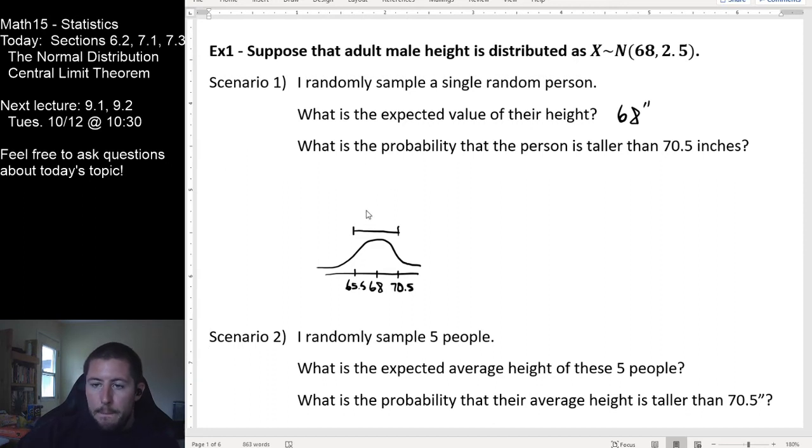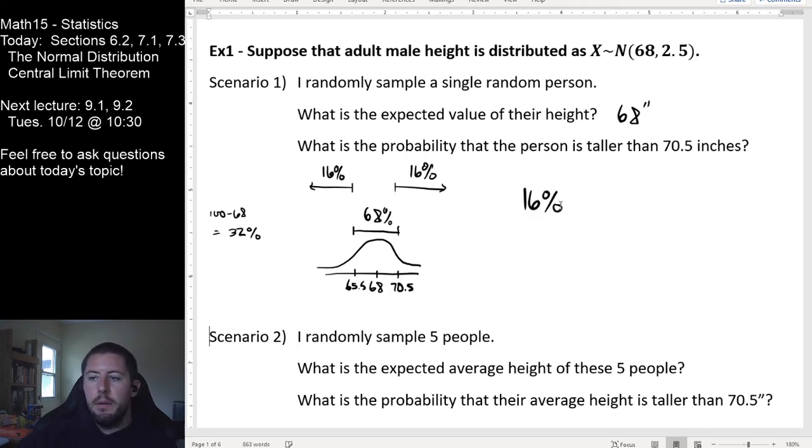This is our middle 68%, according to the empirical rule. What that means is that these two outer chunks have to take the rest of the 100%. So if we do 100 minus 68, that gives us the remaining 32%. That 32%, because this is a symmetric distribution, is going to be split evenly into the two tails. So 16% of people are more than one standard deviation below average, and 16% of people are more than one standard deviation above average. So 16% is the probability that that person is going to be taller than 70.5 inches. I got that from the empirical rule.